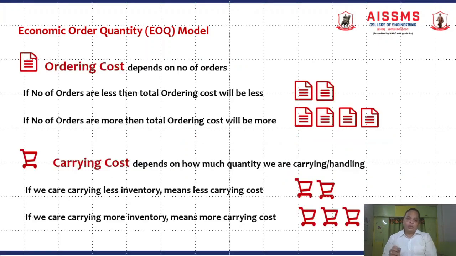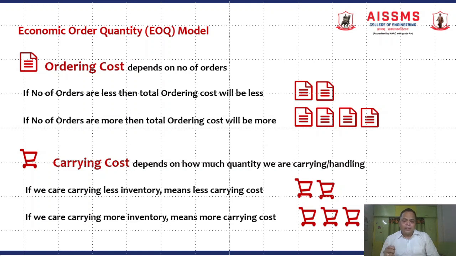When we talk about the ordering cost, it depends on the number of orders. How many orders you place annually decides the ordering cost. If you are placing fewer orders, the cost of ordering is going to be less. But if the number of orders is more, then the cost of ordering is going to increase.